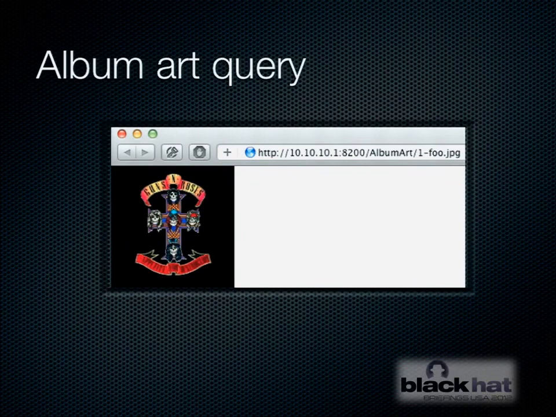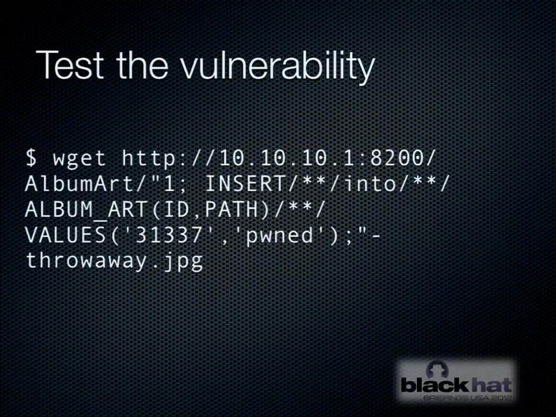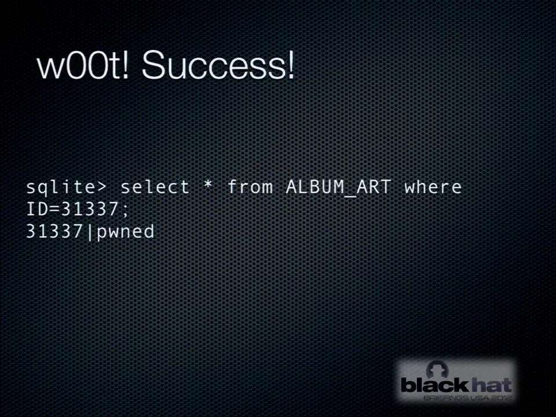Now, to test to see if we have a working SQL injection is actually pretty easy. We just go to wget, and we give wget the same URL that we put in the web browser, except after the numeric album art ID, we terminate the SQL query with a semicolon, and then put in our injected SQL query. And here's the SQL query that will attempt to create a bogus record in the database. Now, like I said, you can just pull the database in off of your USB drive and then analyze it. And when you do, sure enough, you see a record got created with ID 31337.